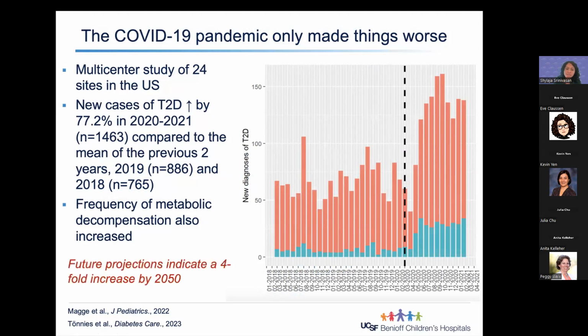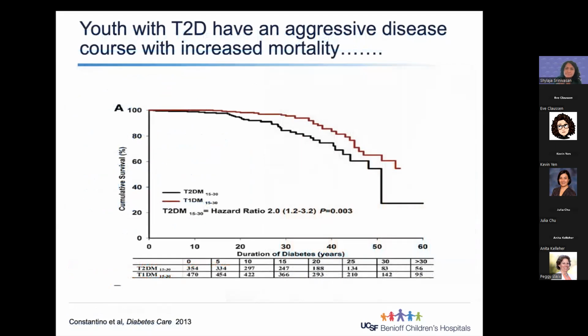And unfortunately, future projections look like things are only going to get worse. So again, data from Search indicate that there is likely to be at least a 4-fold increase in the number of pediatric type 2 diabetes cases by the year 2050. So we definitely have a significant and growing problem on our hands.